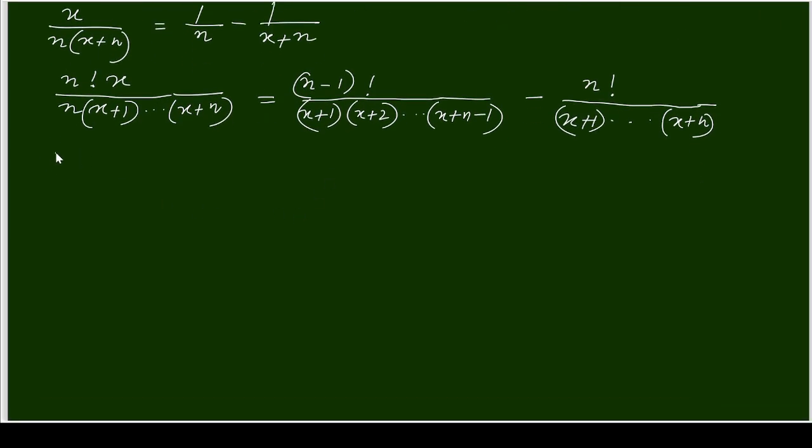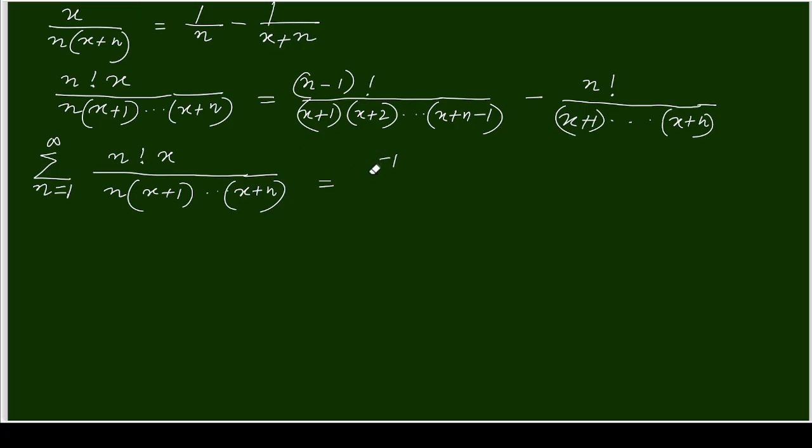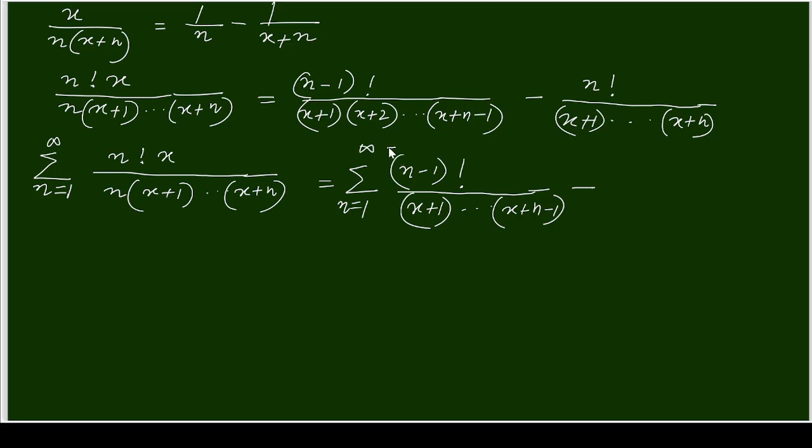So the summation of n equals 1 to infinity of n factorial into x over n into (x plus 1) to (x plus n) is the summation I have to write: the summation of n equals 1 to infinity of (n minus 1) factorial over (x plus 1)(x plus 2) up to (x plus n minus 1), minus n factorial by (x plus 1) into (x plus 2) up to (x plus n).